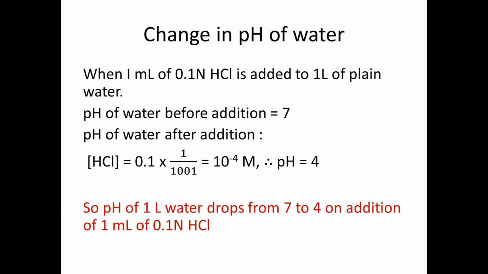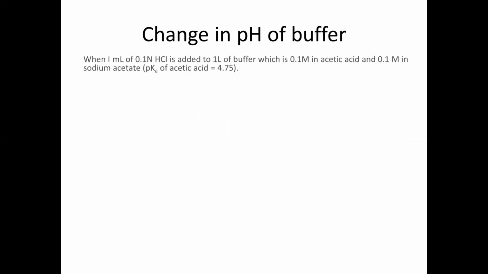Okay, now let us see what happens when we add the same amount of HCl into a buffer solution. Let us calculate. When 1 ml of 0.1 normal HCl is added to 1 liter of buffer, which is 0.1 molar in acetic acid and 0.1 molar in sodium acetate. We know that the pKa of acetic acid is 4.75. From the Henderson-Hasselbalch equation, when the concentrations of salt and acid are equal, we get log of 1, and we know that log of 1 is 0. So pH will be equal to pKa, that is 4.75.